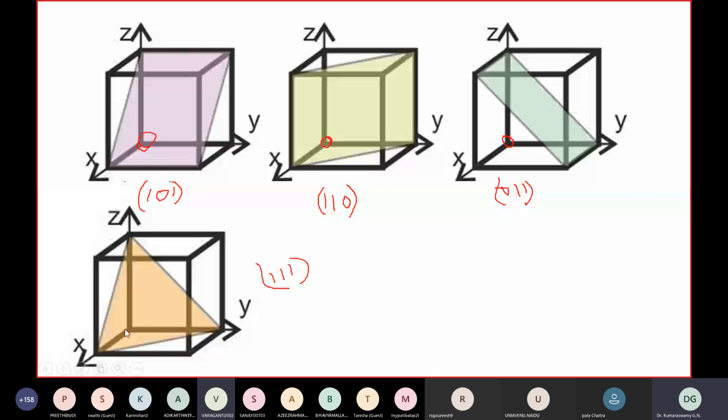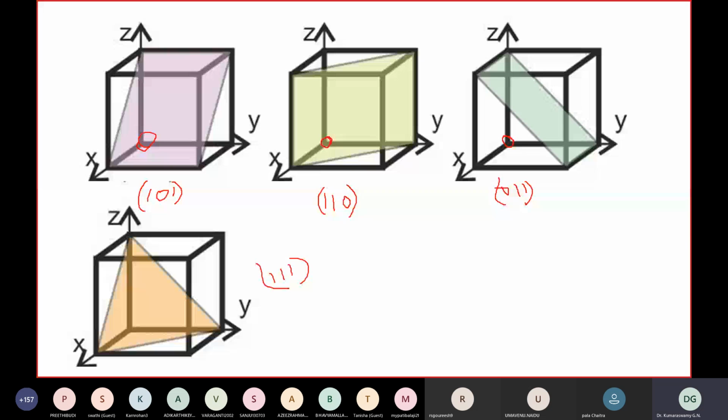Imagine one more plane. See, this is one plane, right? You have to imagine one more plane passing through the origin of this unit cell. See, these two planes are parallel to each other.